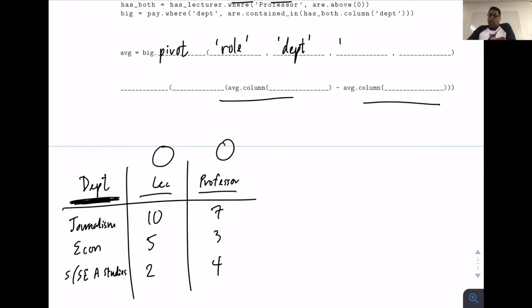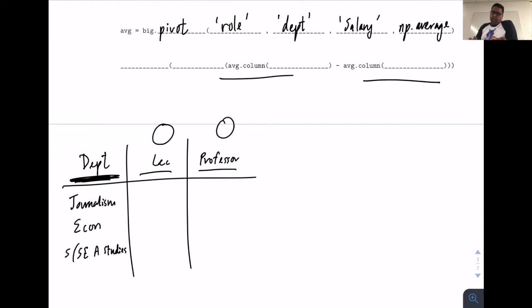So the optional third argument into pivot is a column that we want data pulled from instead of the count. So now instead we will get the salary, but what we don't want is just the salary, we want the np dot average of the salary. What this will do is exactly what we wanted before. We want the average journalism lecturer salary, average econ professor salary, and this will populate our entire table with the average values for lecturers and professors from all of these departments.